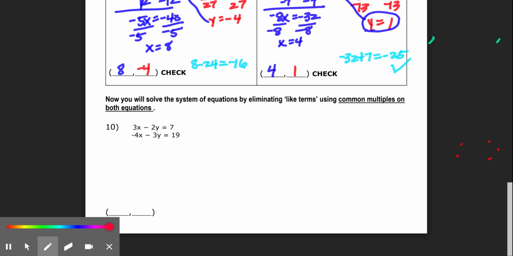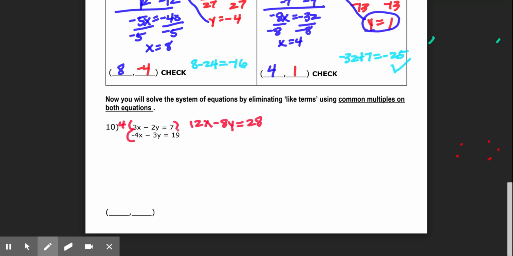So we're going to multiply this one by 4. So 4 times 3x is 12x. 4 times negative 2 is negative 8y. And 4 times 7 is 28. Then we're going to multiply this bottom one by 3. So 3 times negative 4 is negative 12x. 3 times negative 3y is negative 9y. And 3 times 19 gives us 57.